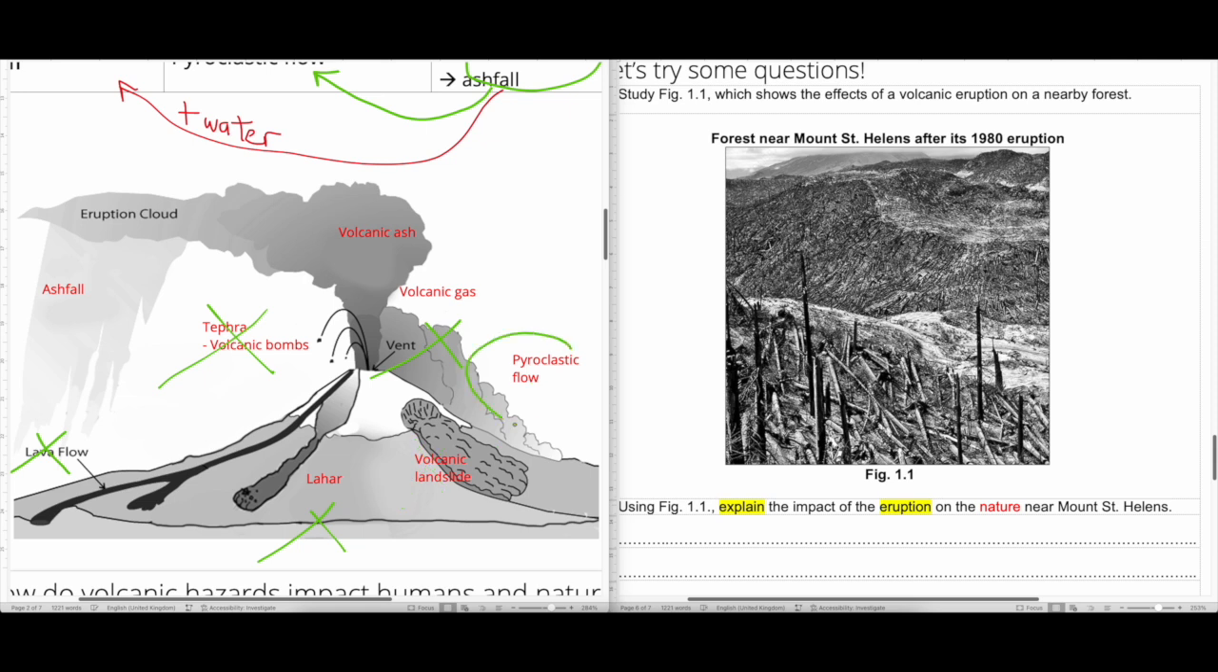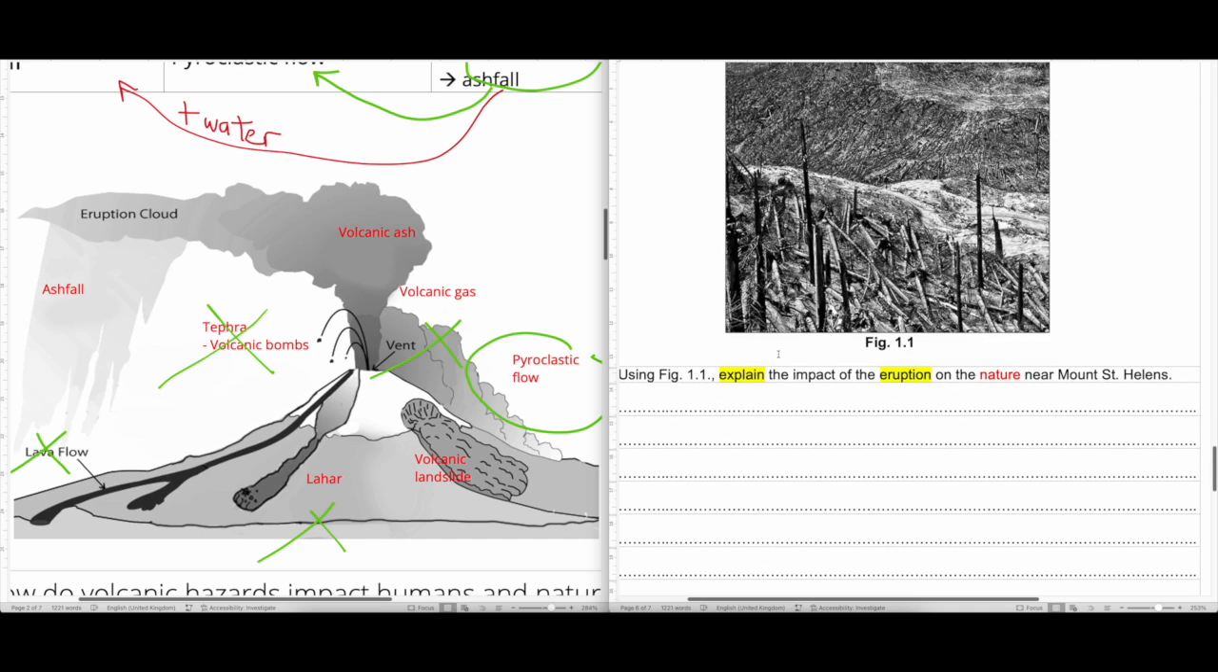What's left is pyroclastic flow. Does it suit the condition? The ashes, yes, pyroclastic flow has a lot of ash. The trees look burnt, and pyroclastic flow, if fast enough and with enough force, can actually push everything down and collapse it to one side. So this looks like the effect of pyroclastic flow.